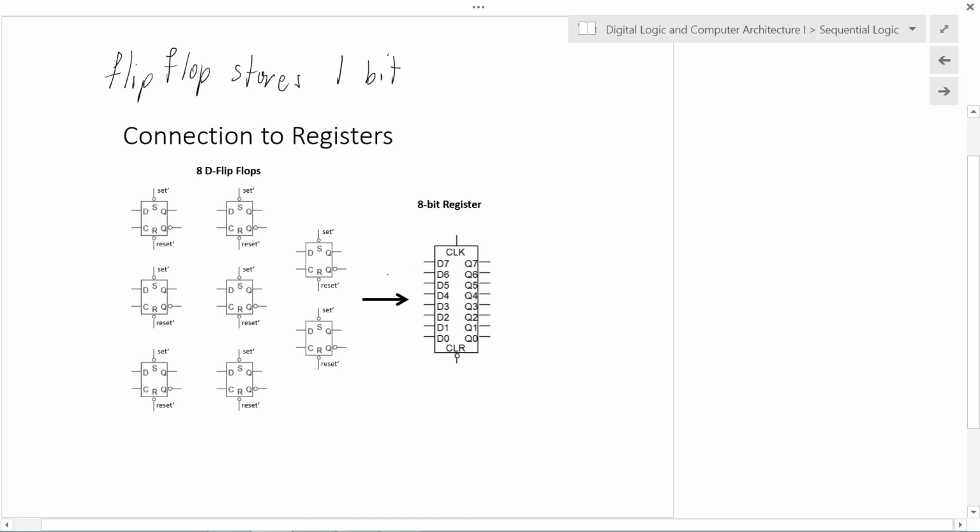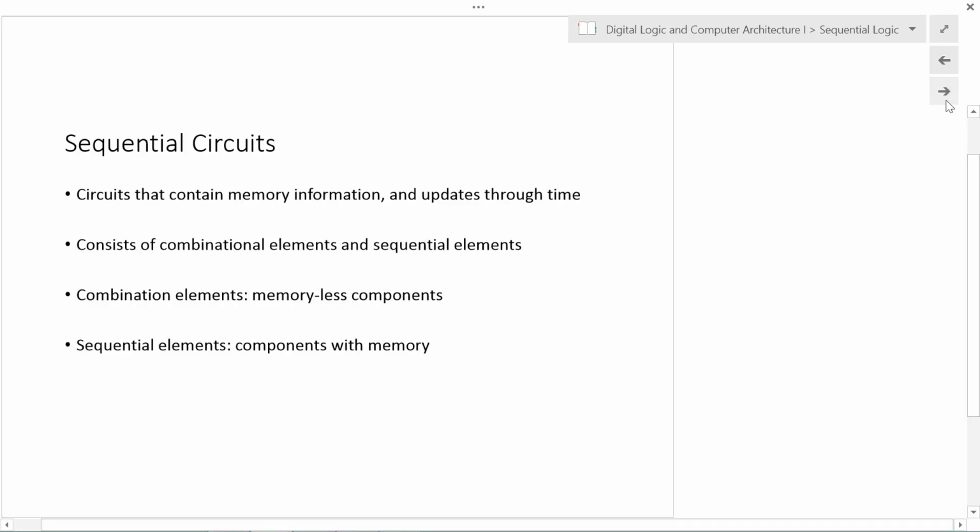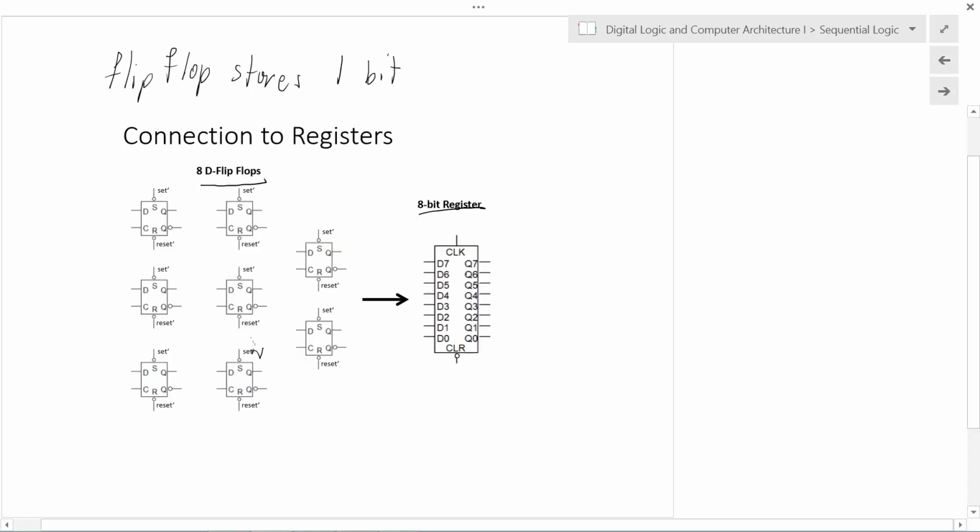If we wanted to store 8 bits, we could use 8 flip-flops. Like here, 8 flip-flops. Combine those together somehow and we get an 8-bit register. How would we do it? What we could do is line them up. 1, 2, 3, 4, 5, 6, 7, 8.